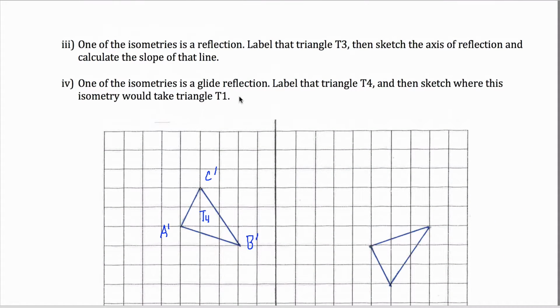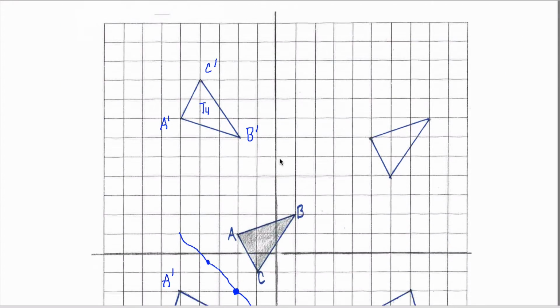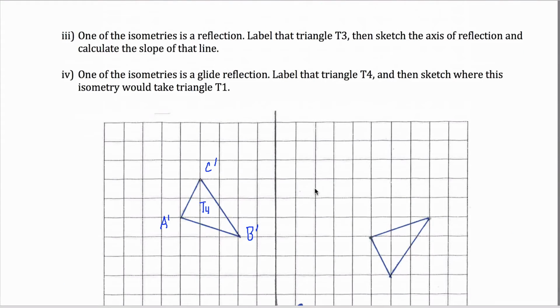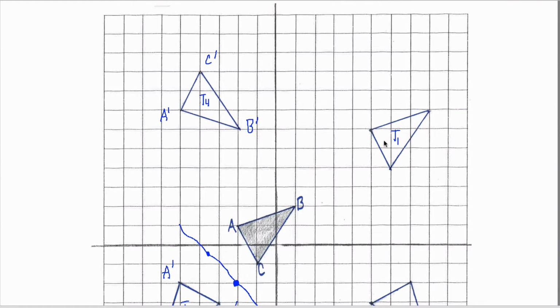Finally, one of the isometries is a glide reflection. Label that triangle T4 and sketch where this isometry would take the triangle T1. I think I might have changed that problem on the test. I think I did something slightly easier because this problem was getting a little bit overboard. But since that's what it says on here, I'll just go ahead and do that one. So what I want to do is first figure out the axis of, well, there's a few ways you can do this. I wonder what would be easiest. I'm going to do it the way you're supposed to do it.